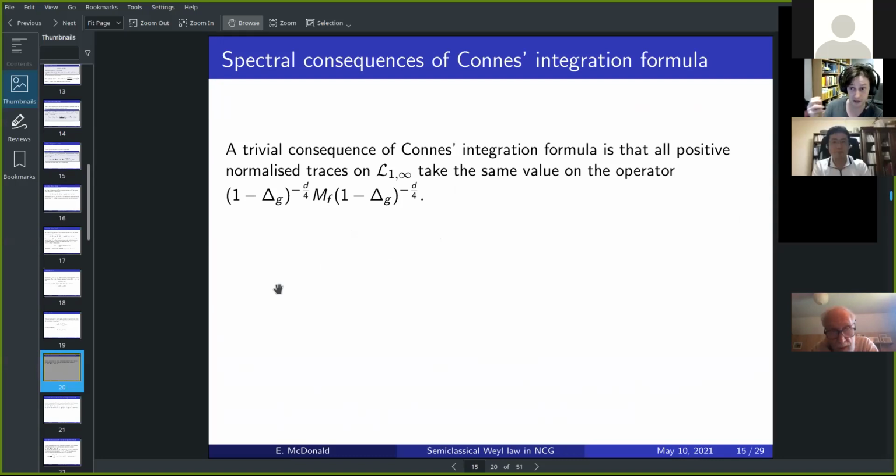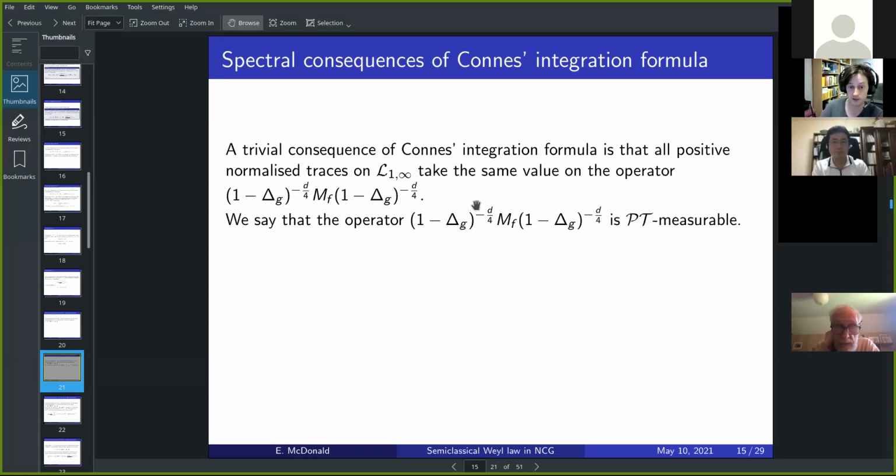Now, here's where we take f to be a positive function so that this operator, which was inside the trace, is a positive element. What does it mean for the spectrum of this operator that Connes' integral formula holds, which implies trivially that all of the positive normalized traces on L^{1,infinity} take the same value on this operator? That is to say, this operator, (1 minus delta minus d on 4) times Mf times (1 minus delta minus d on 4), is PT measurable, PT for positive trace. It means that all positive normalized traces on L^{1,infinity}, of course, coincide on this operator.